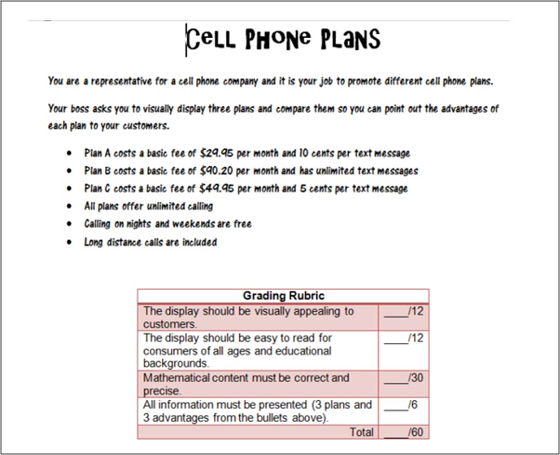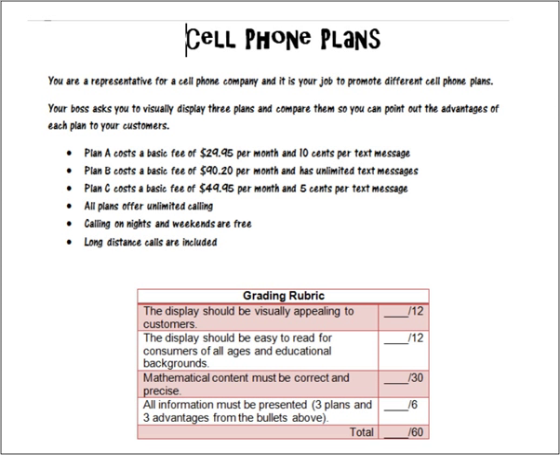Each group will get this, what you see on the screen, the grading rubric. You'll only get one for your group, though. Here's how you'll be graded. The display should be visually appealing to customers. It's going to be something that your boss wants to actually put up in their store and something that customers are going to be attracted to. The display should be easy to read for customers of all ages and educational backgrounds.